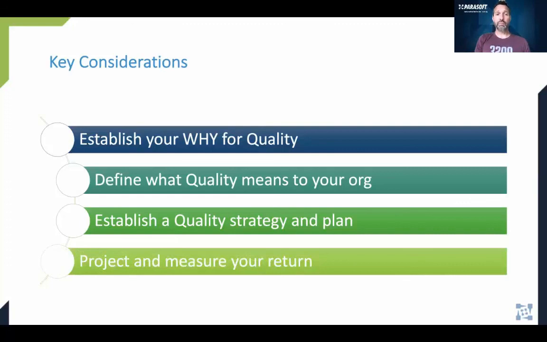And then finally, we need to project and measure your return. You need to do that while you're planning. It's a projection, and then you need to measure it as you go and see how it actually works for you. And this is where we can help you as well. Our organization does it, and we have partners that can help you with this as well. This is the basic game plan that I would challenge each of you to think about.